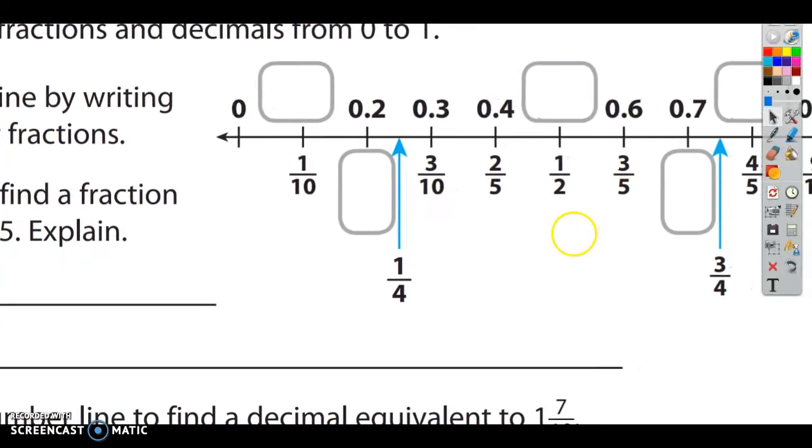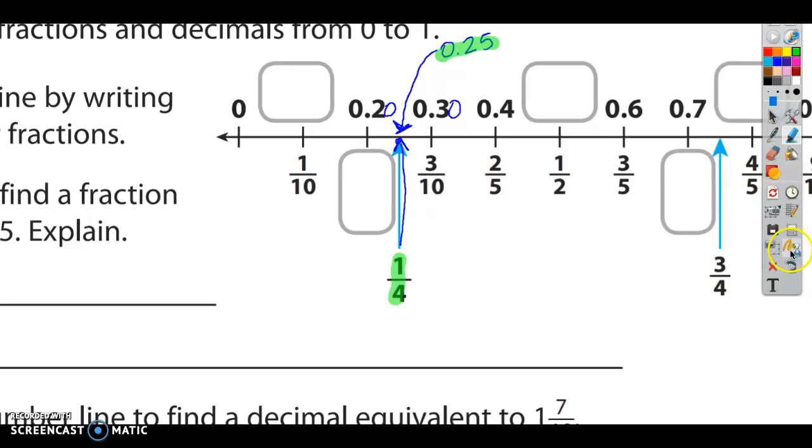Where would 0.25 be? Well, this one right here could be thought of as 0.20, and this one could be thought of as 0.30, and 0.25 would be right in the middle. 0.25 goes right in between those two points, and look at what it's pointing at. It's pointing at this arrow right here, which is 1/4. And I want to point out to you that 0.25, or 25/100, is equivalent to 1/4.